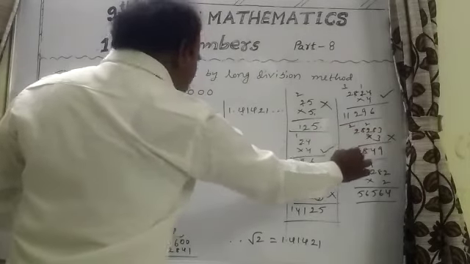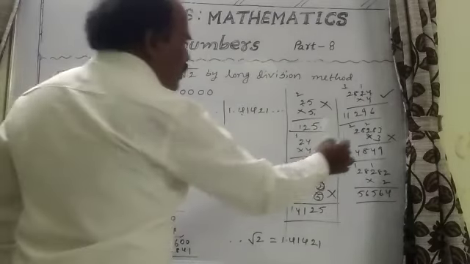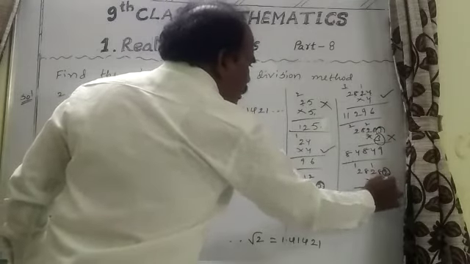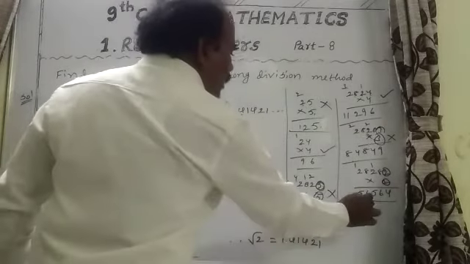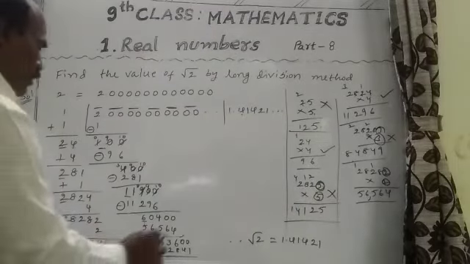Multiply with 3. This value is greater than 60,400. That's why decrease the 1 unit. 2 multiply with the 2. That value is equal to 56,564. Subtraction.